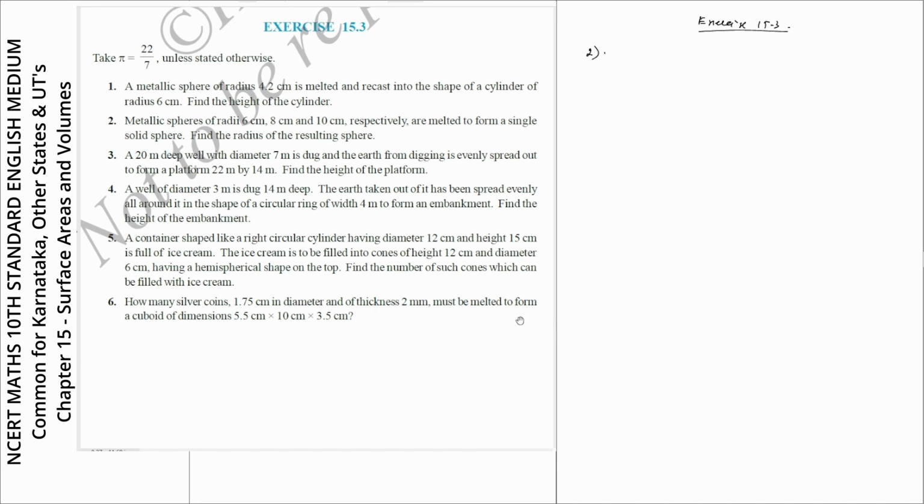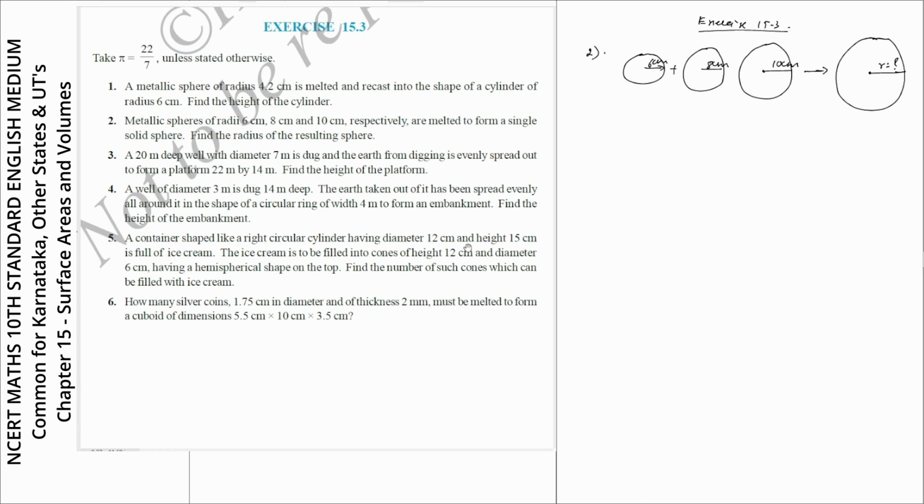Exercise 15.3, question number 2. Metallic spheres of radius 6 cm, 8 cm and 10 cm respectively are melted to form a single solid sphere. Find the radius of the resulting sphere. So there are three spheres. The first sphere has radius 6 cm, the second sphere has radius 8 cm, and the third has radius equal to 10 cm. All these are melted and made into a single sphere. Now I should find the radius of this.